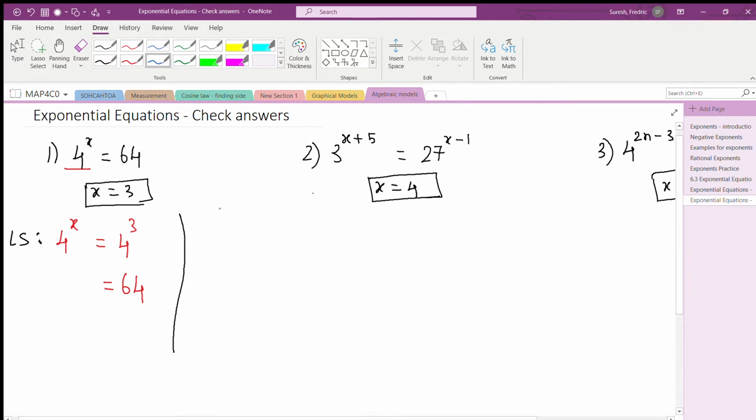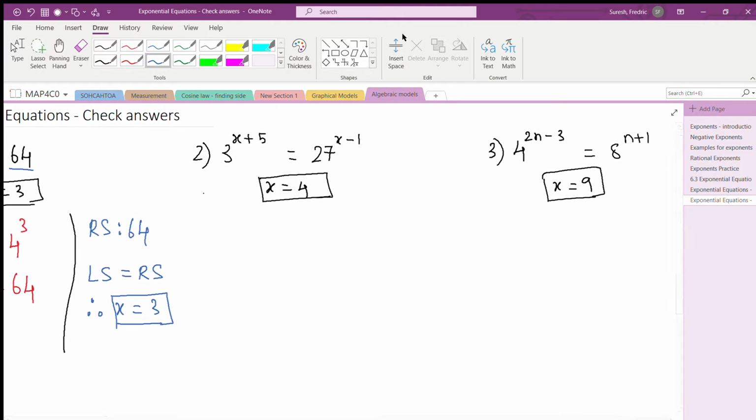Now the right side I notice is 64 already. So when I substitute the 3 into the left side, I got 64. The right side value is already 64. The left side value equals the right side value. Therefore, x equals 3 is the correct answer. Let's see how this applies to a more complicated problem like number 2.